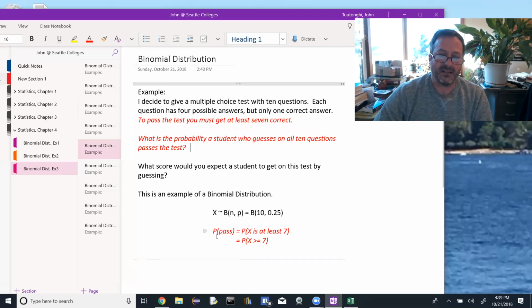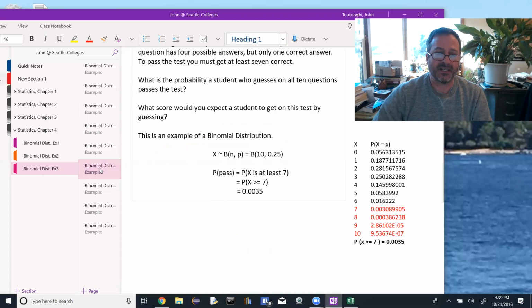So down here, the probability that they pass the test is the probability that X is at least 7. And we want to think about what at least 7 means. Do you want to include 7 or not? 7 is included in at least 7. So it would be 7, 8, 9, or 10. They would have to get 7, 8, 9, or 10 questions correct. Or that's the probability that X is greater than or equal to 7.